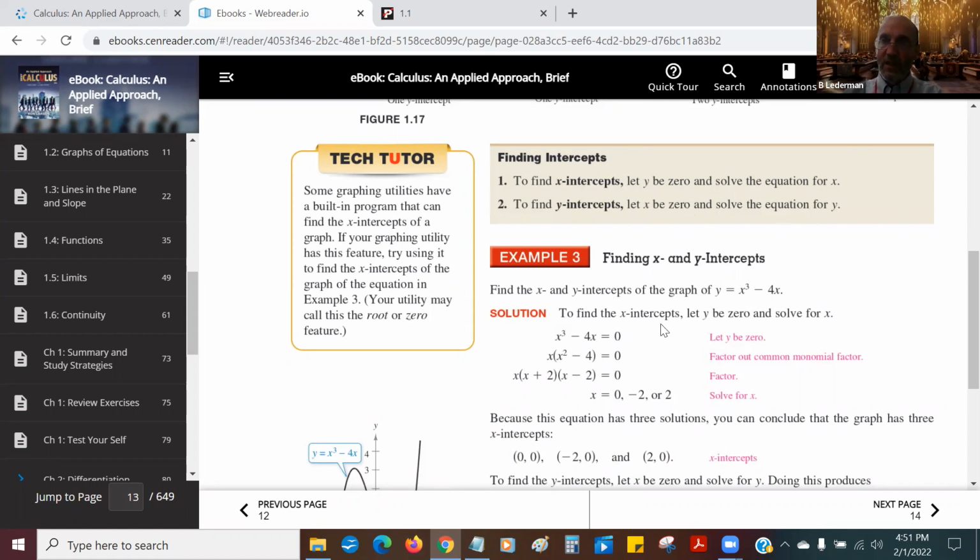So to find the x-intercepts, I set y equal to 0. So I get x to the third minus 4x equals 0. I factor out an x. I get x times x squared minus 4. Then I factor x squared minus 4 into x plus 2 times x minus 2. It's the difference of 2 squares. And now this gives me x equals 0, x equals negative 2, or x equals positive 2. And that's going to be the x-intercepts of the graph.